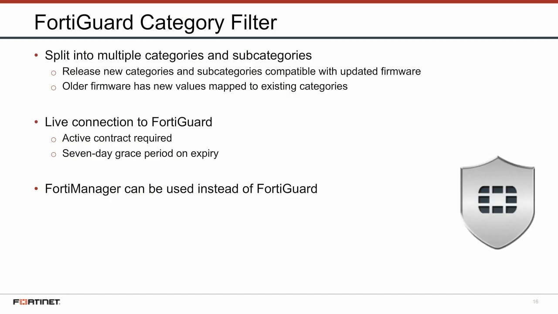Rather than block or allow websites individually, FortiGuard category filtering looks at the category that a website has been rated with. Then, FortiGate takes action based on that category, not based on the URL.